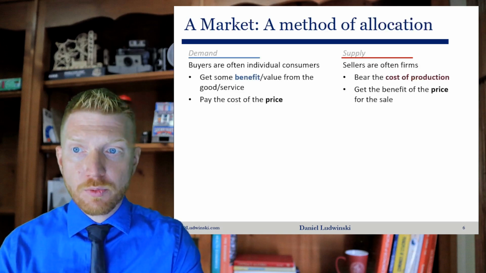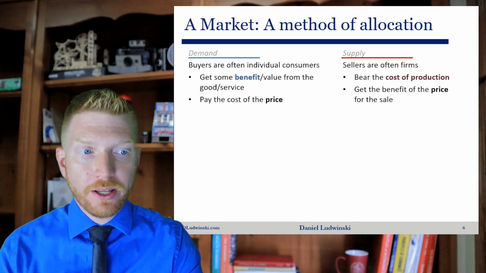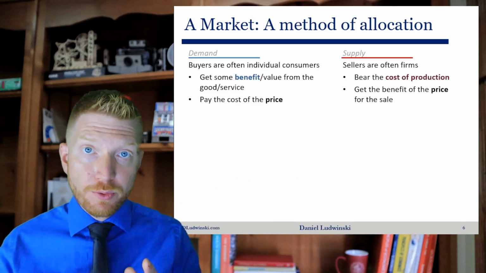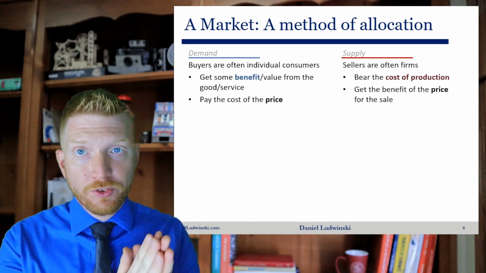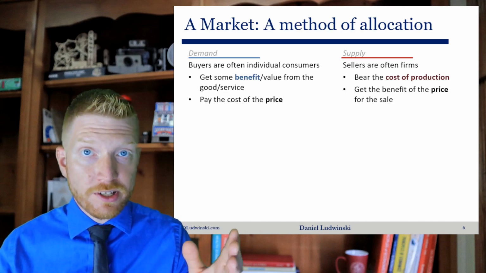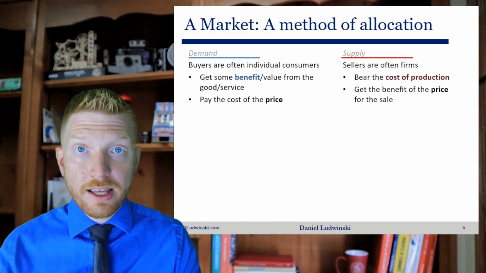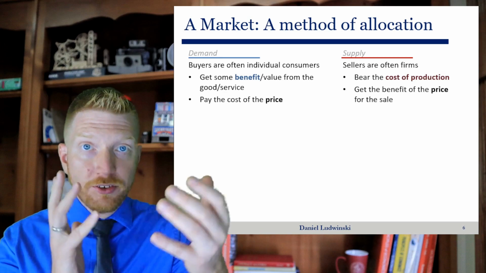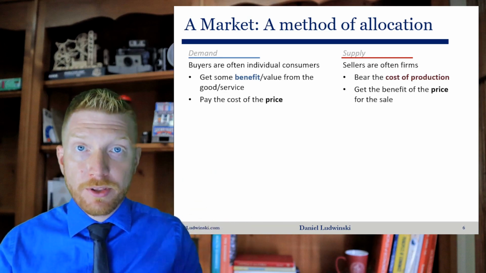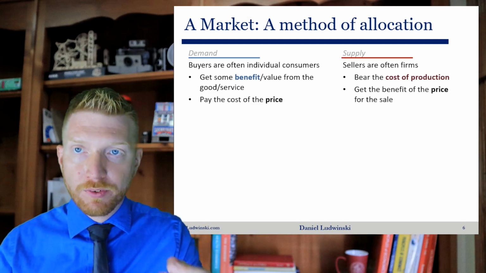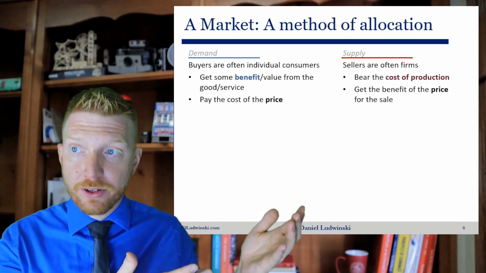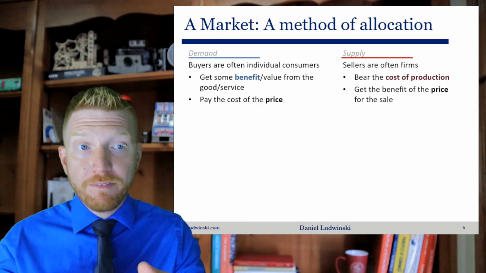Now, the market is one method for allocating goods and services where buyers and sellers are coming together. Buyers we're often thinking about as individual consumers. They get some benefit or value from the good or service that is being exchanged, and in exchange what they are giving up is money, in terms of the price to acquire that good or service. The sellers that we're talking about are often firms. They are bearing the cost to produce and make the good and are reaping the benefit of the price for the sale.